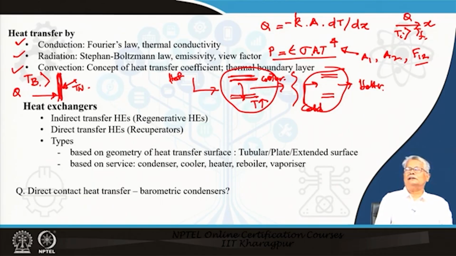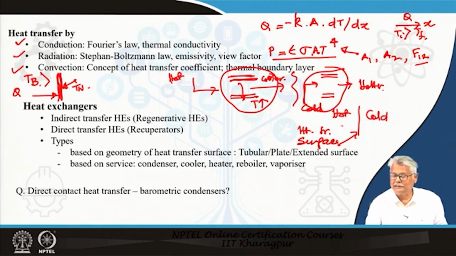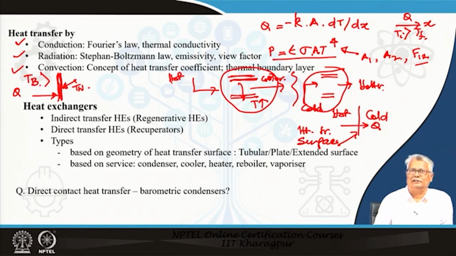Now, when you are talking about direct heat transfers, in most cases we do not want the two fluids to come in direct contact. That means they may be miscible, they may not be miscible, they may react, they may not. So, in most cases you have a heat transfer surface in between. On one side you have the hot fluid and on the other side you have the cold fluid. Quite naturally, the heat flows from the hot to the cold side across the heat transfer surface.